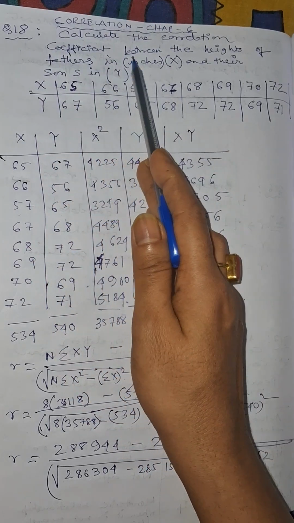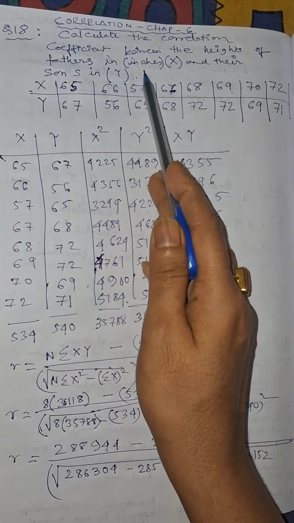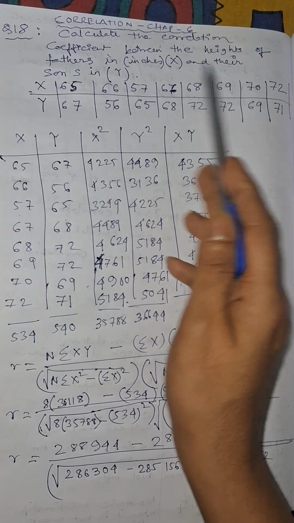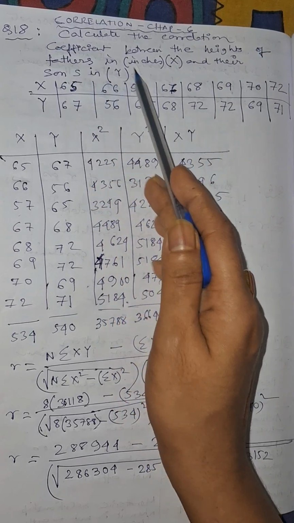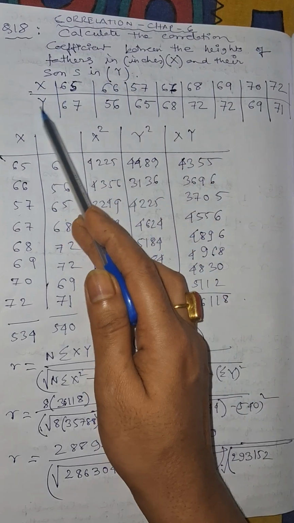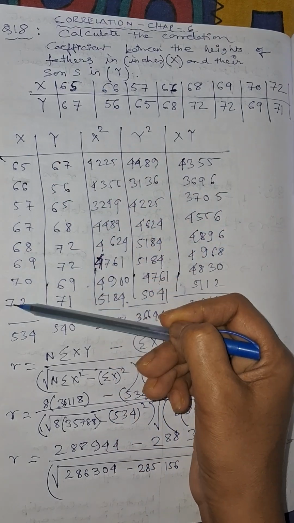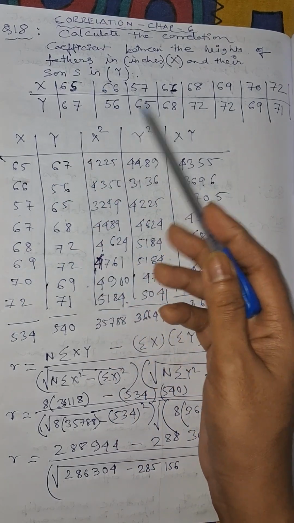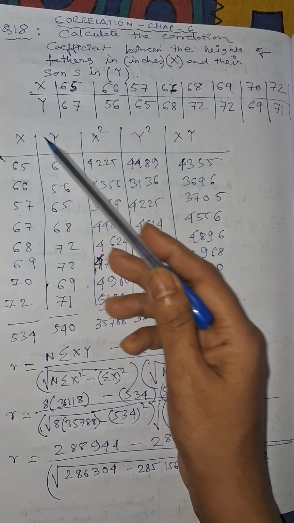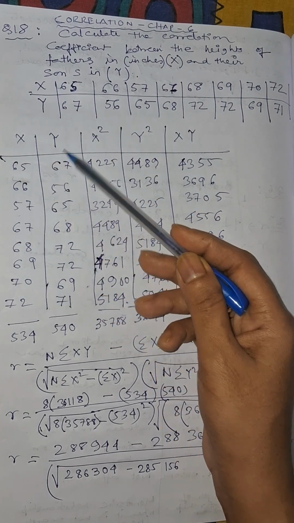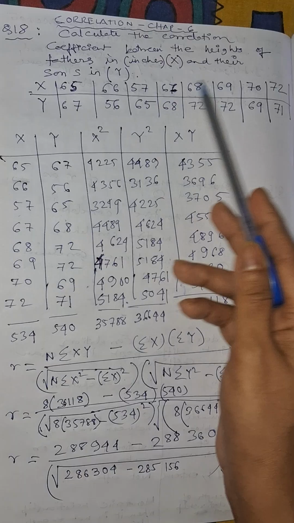Calculate the correlation coefficient between the height of the fathers in inches, which is x, and their sons, which is y. So we have the values here, x, y, all the values are given. So first what we do, we draw the table. To calculate the coefficient, we draw the table here. We write the values of x and y accordingly as it is given.